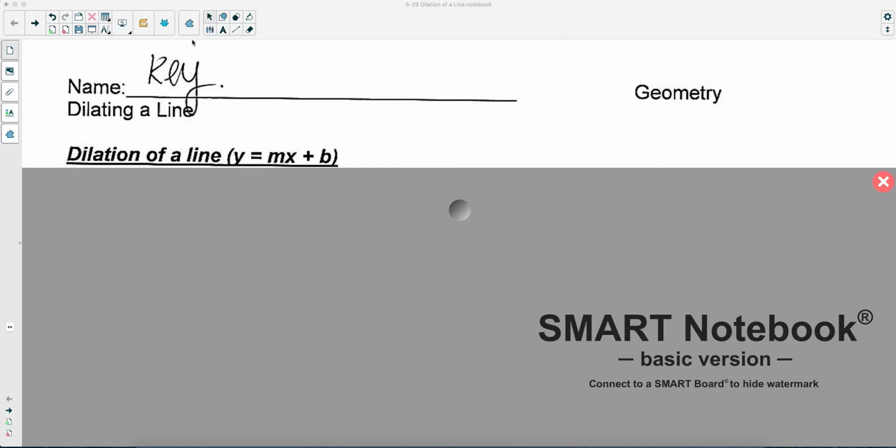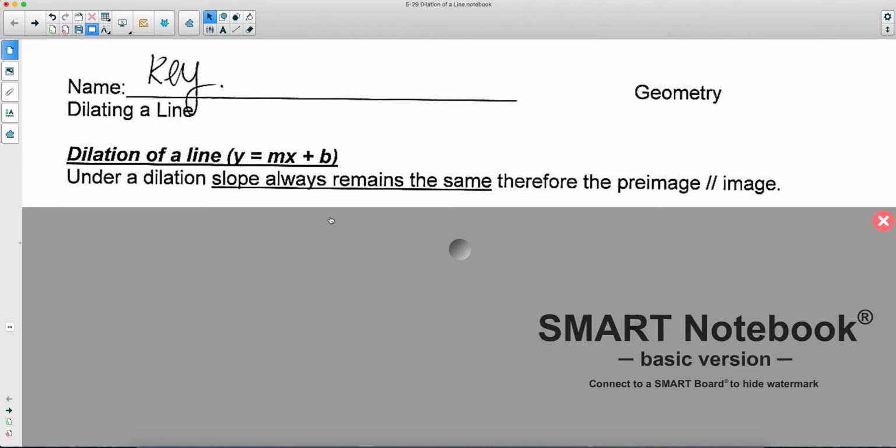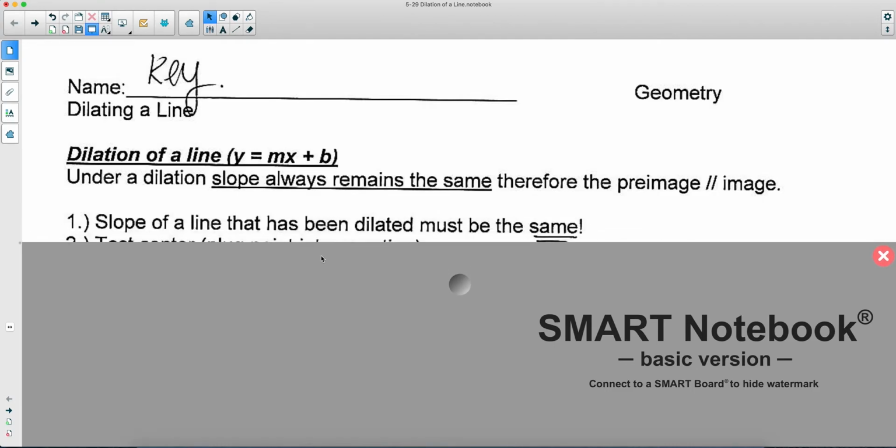Remember, when we're dealing with lines, we're dealing with y equals mx plus b form, m being the slope, b representing the y-intercept. So here are just some key facts. We had said this before. Under dilation, we know slope always remains the same. That means the pre-image and the image must be parallel. That's key for dilating a line.